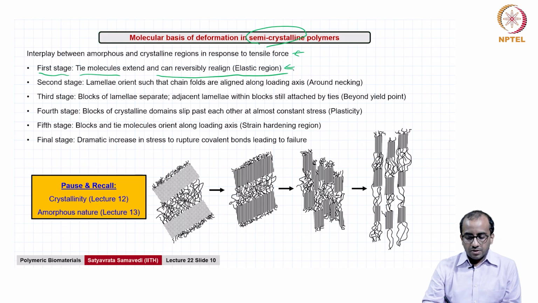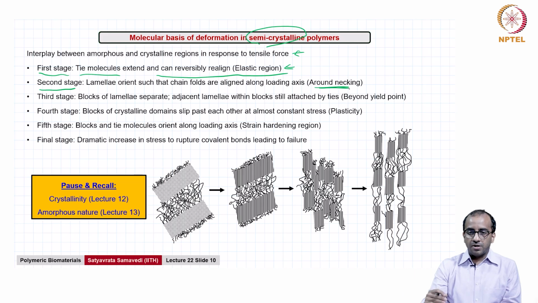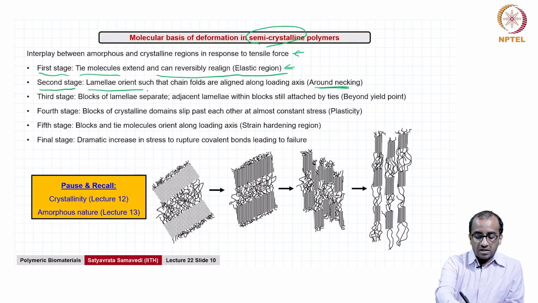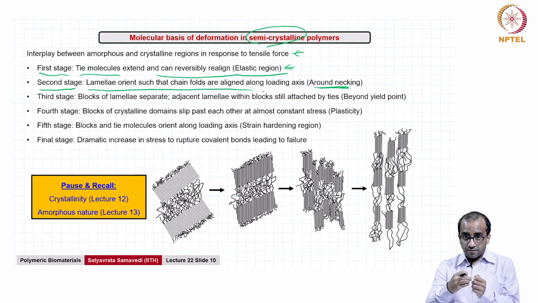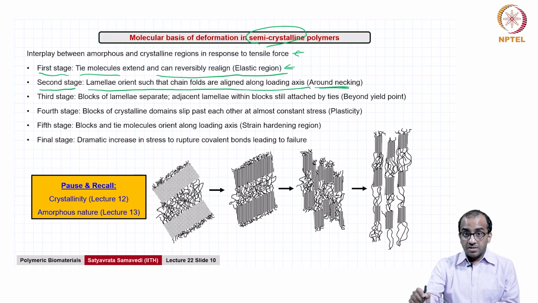That is the elastic region. Now, you come to the second stage, which is around the necking point, right around yield and the necking point. Now, the lamellae are now oriented such that the chain folds within the lamellae, remember lamellae are the crystalline domains within polymers, and this is the folded chain model that we have seen in lecture 12, and these folded chains are now starting to align. There is a directionality to the loading, and now the folded chains or the chain folds start to align along the loading axis. This happens around necking.